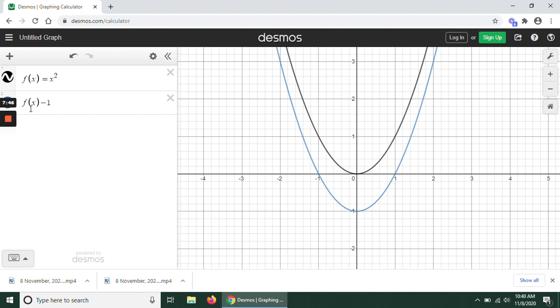This will make more sense in my future videos, but for now, the most important thing to remember is when you apply a negative number to the outside of your function, the graph is going to be shifted downwards. The parent graph is going to be shifted downwards.